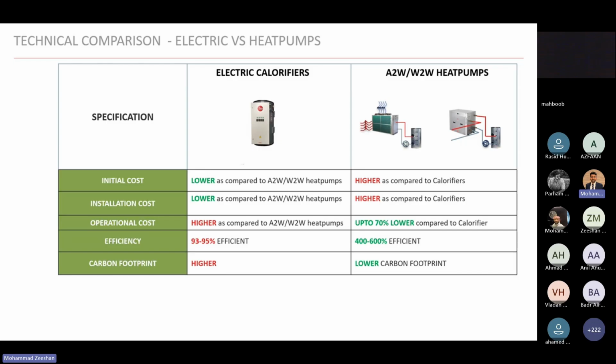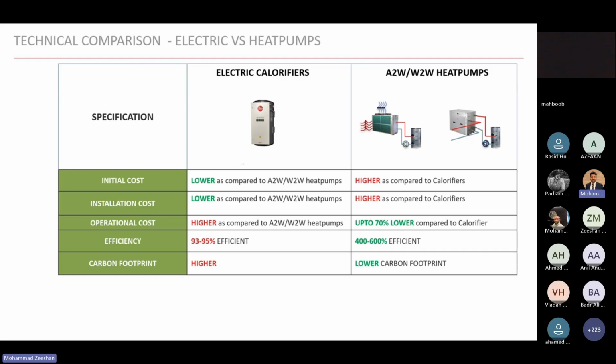So electric calorifiers, the initial cost and the installation cost is lower compared to your heat pumps. Heat pump systems are a bit higher because of the plumbing as well as the components itself. Whereas the operational cost for the electric calorifiers is very high, and this is why water to water heat pumps and air to water heat pumps give you an ROI of 3 to 5 years compared to electric calorifiers. So operational cost is 70% lower.